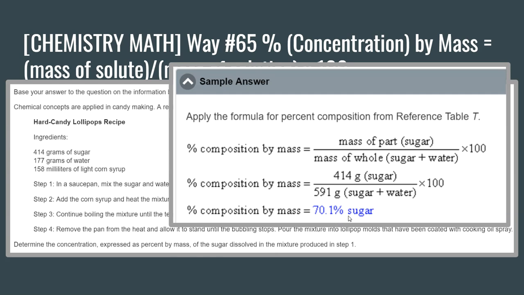So when doing problems like percent concentration by mass, all you have to do is get the mass of the solute and divide it by the mass of the solution, which consists of the solute and the solvent mixed together. And then multiply it by 100, and you get the percent composition by mass.